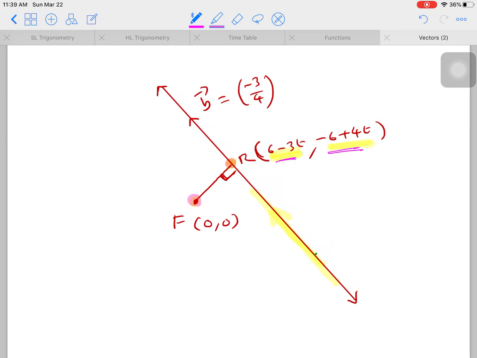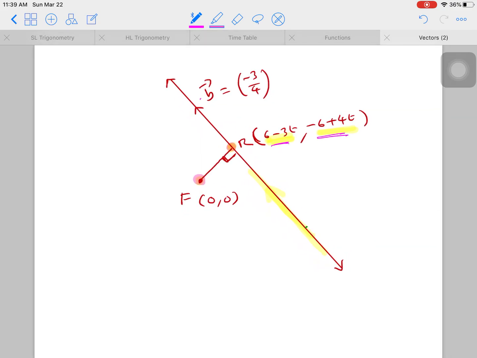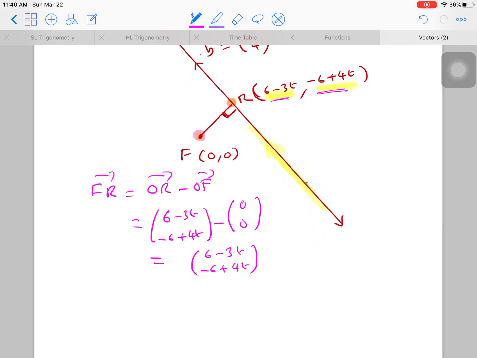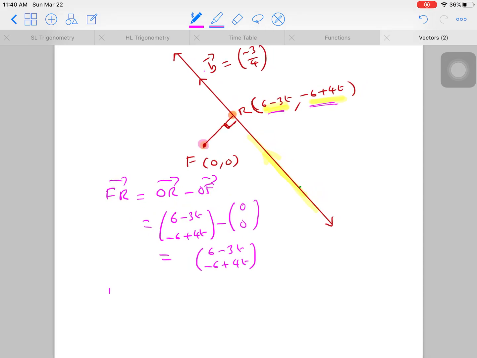And for that, I'll find vector OR. Vector OR is perpendicular to b vector. Or actually this is called F here. So I find vector FR. Vector FR is OR minus OF. OR is (6 minus 3t, minus 6 plus 4t) minus OF, which is 0, 0. That will give me (6 minus 3t, minus 6 plus 4t). And then FR dot b has to be equal to 0.